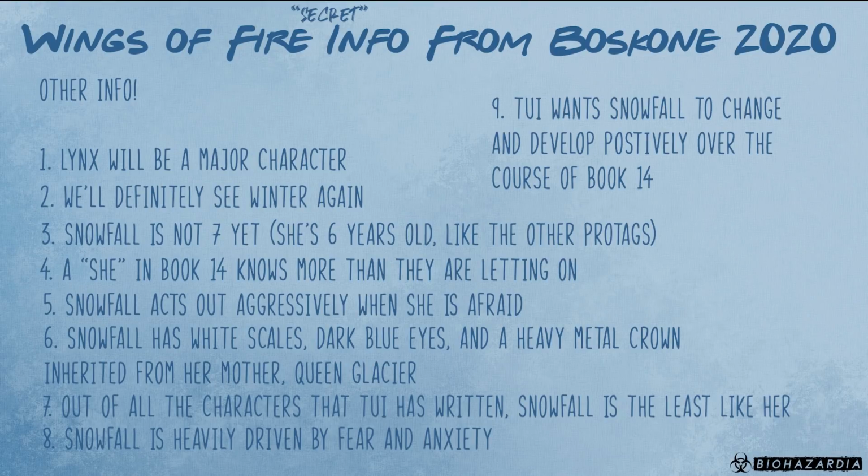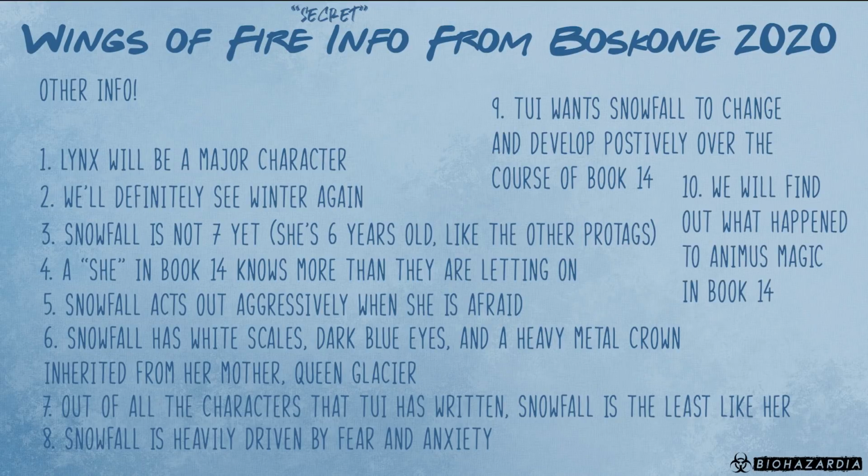Finally, Jerboa 2 was apparently one of the potential main characters that TUI was considering for book 14. And TUI said that we will, hopefully, in book 14, find out what happens to Animus magic. It may or may not have to do with Jerboa. When we were talking to her about it, we said that we suspected Jerboa was messing with the Animus magic, and TUI just kind of made a funny expression at us and was like, "This is my expression," when we told her the popular fandom theory that Jerboa messed with the Animus magic.